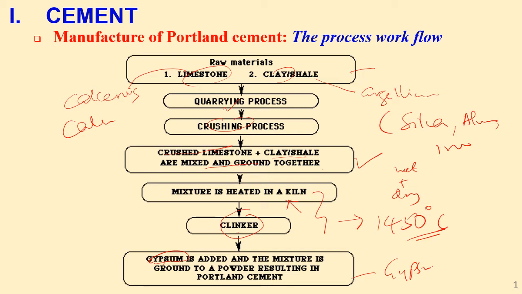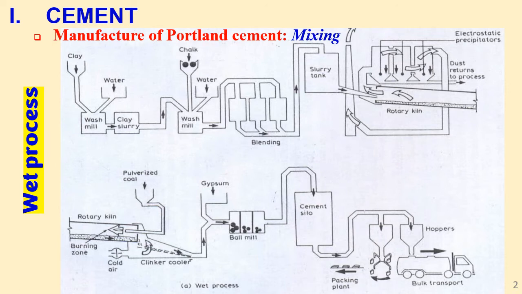I have mentioned that once the materials are crushed, they are mixed, and there are two processes of mixing: either in the presence of water or in the absence of water, what we refer to as the wet or the dry process. So let's start with the wet process. The raw materials are clay, which brings in the silica, alumina, and iron, and then chalk, which is the limestone, so this brings in the calcium oxide.